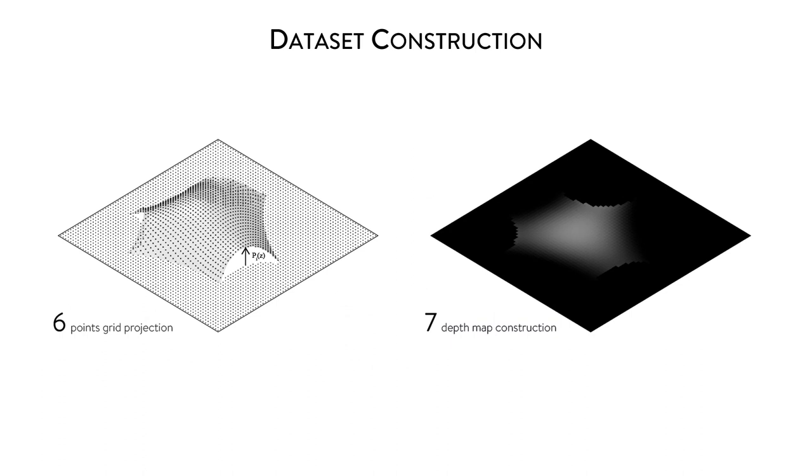In the following stages, I show how 3D models are converted into a data format readable by the variational autoencoder. On the left, a uniform square grid of 64 by 64 points is projected onto the 3D model, and the height of the projected points is collected. These values are then used to generate an image representing a depth map, which is shown on the right.